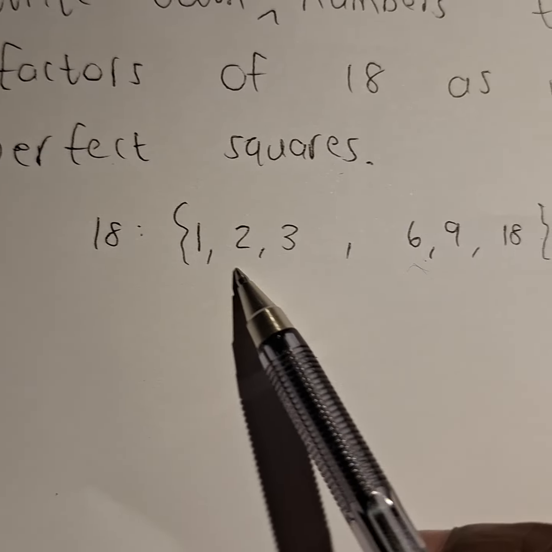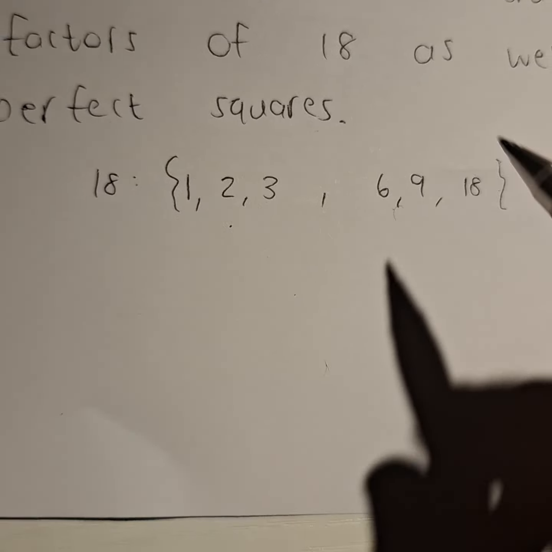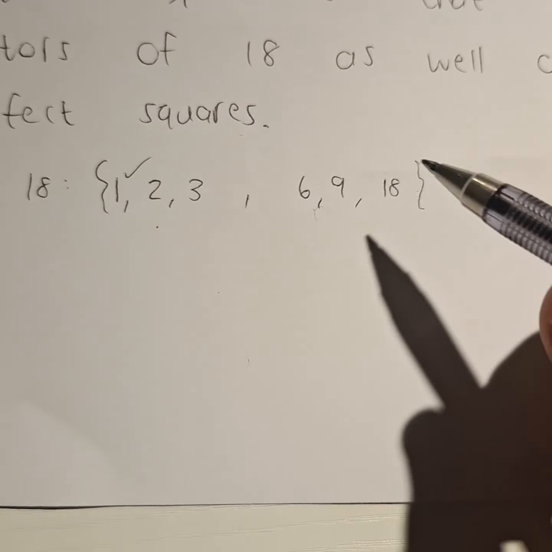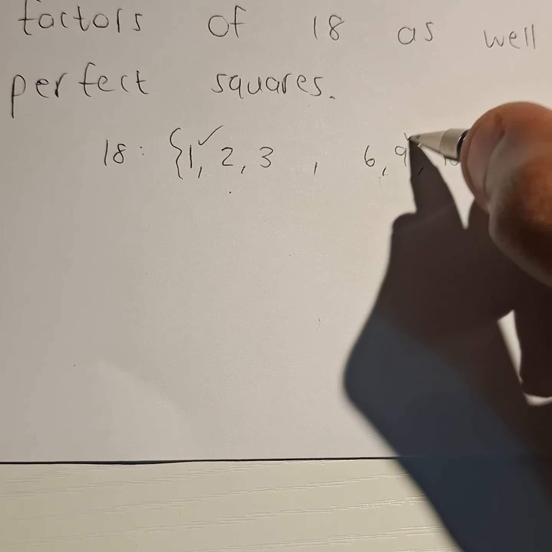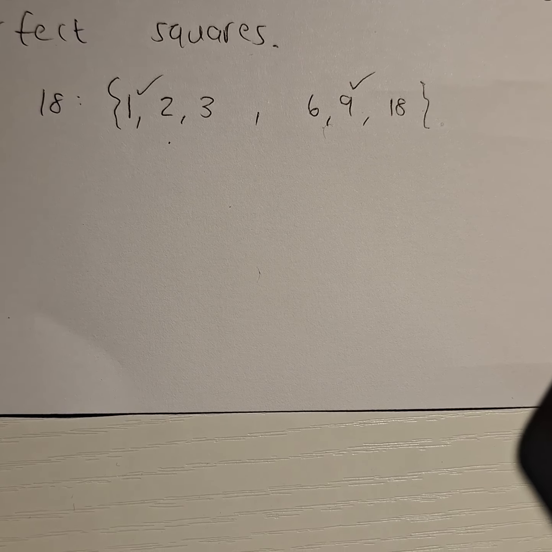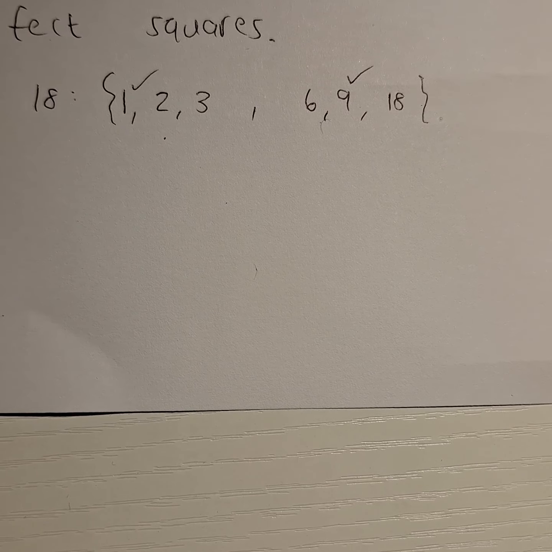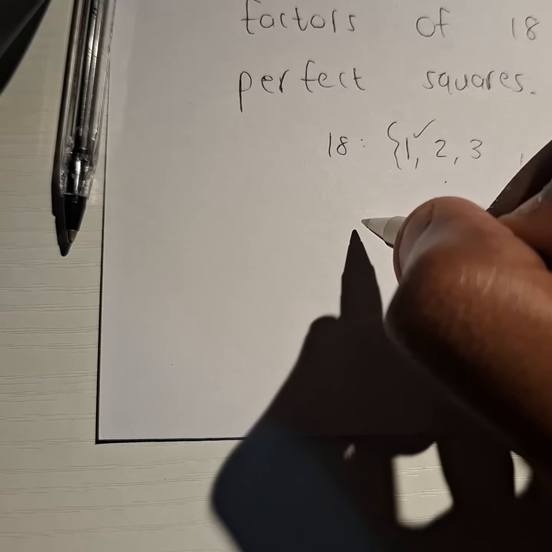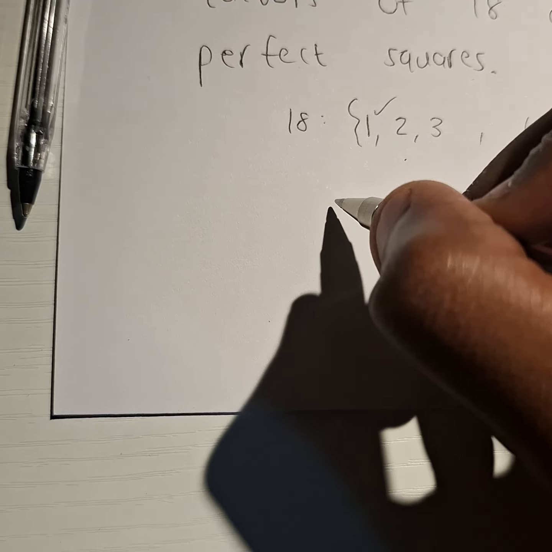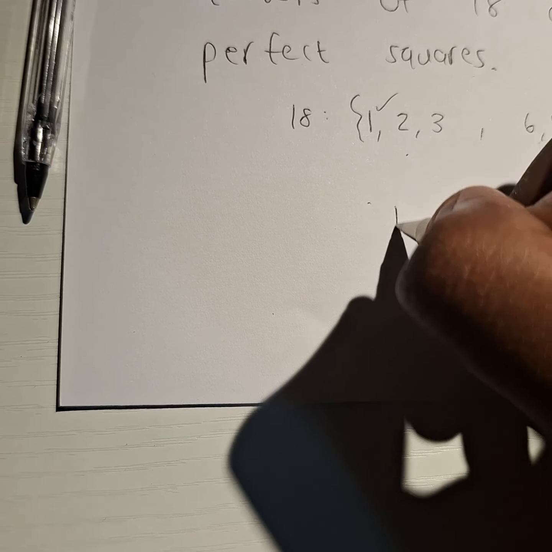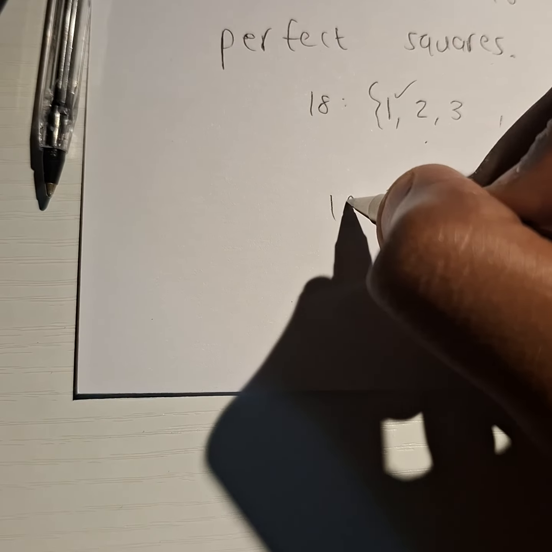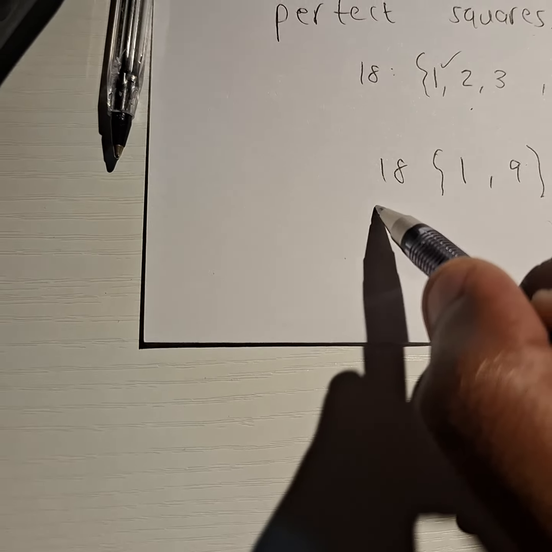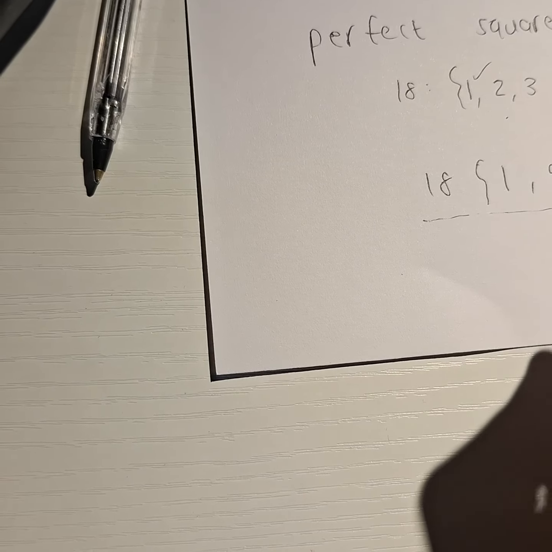So let's just check here. Which numbers here are perfect squares? 1 is a perfect square, 2 is not, 3 is not, 6 is not. 9 is a perfect square, because remember 3 times 3 gives us 9. So that means 9 is a perfect square. So all in all, our answer would be 1 and 9. This is our answer.